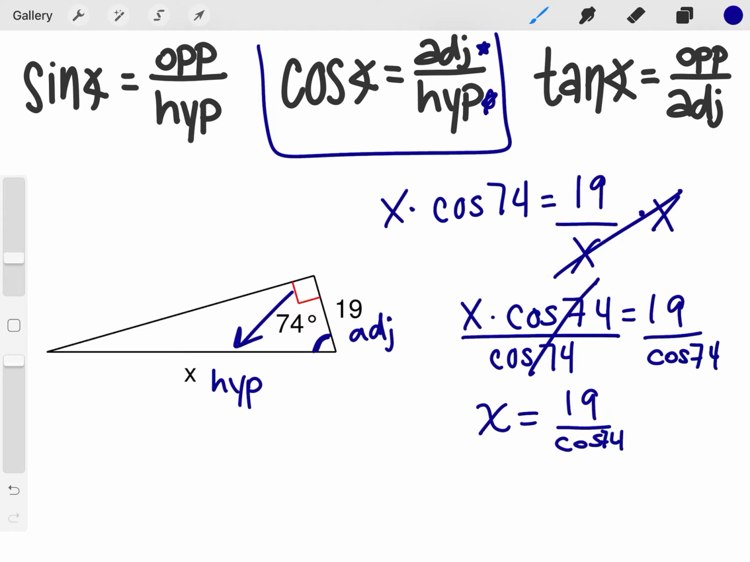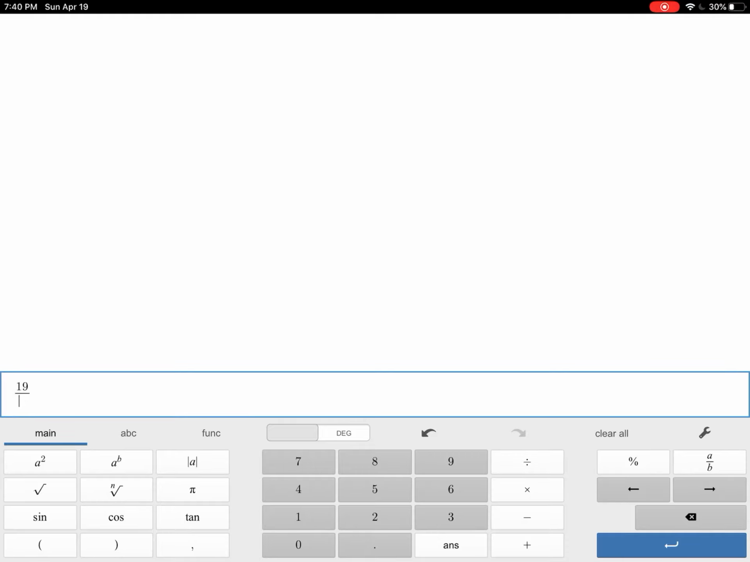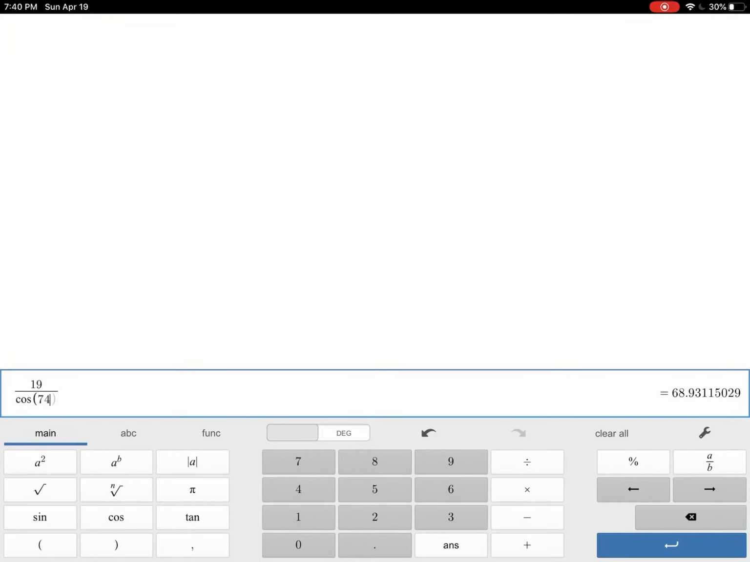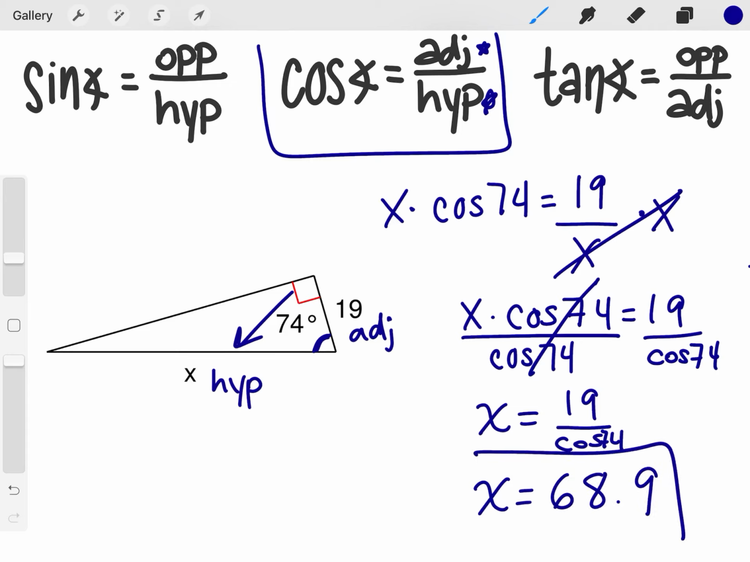And we're going to jump now to Desmos and do that calculation. 19 divided by cosine of 74. Why don't you go ahead and beat me to it? What do you get? X equals 19 divided by the cosine of 74. Clear all. 19 divided by the cosine of 74. Close parentheses. You should be getting 68.931 and so on. 68.93 makes us not have to round up. It stays as just 68.9. And that's our value for x.